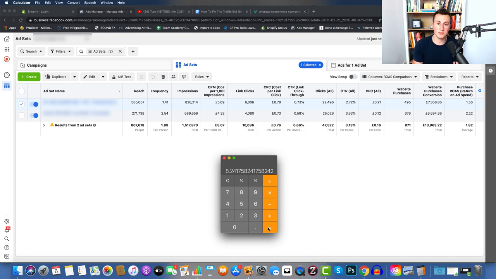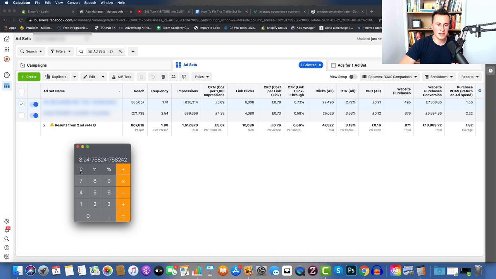of 8.2%. And if we do the same for this second ad set below, then we have 376 purchases divided by the 4,080 link clicks times 100, which gives this particular ad set, which has performed better, we can see the ROAS is much better, 9.2%.